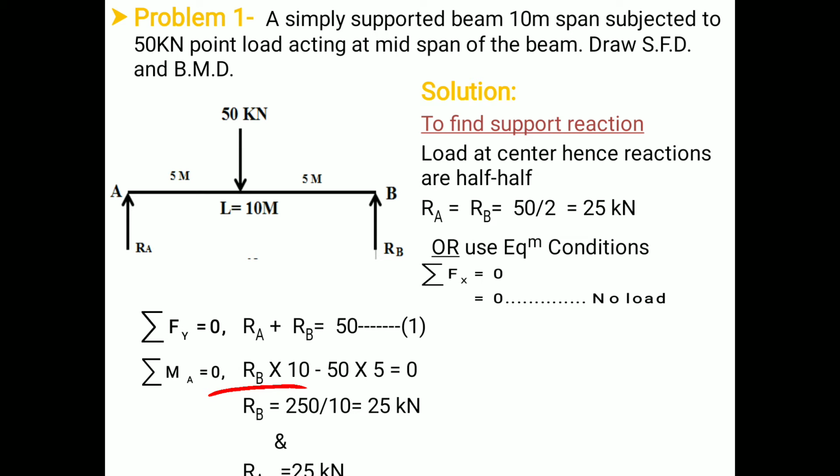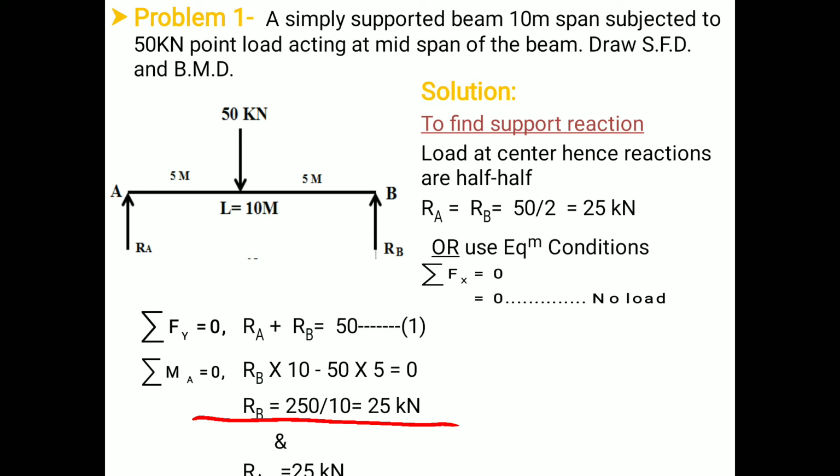Minus, why minus sign? Because this 50 kilonewton is acting in clockwise direction about point A. So remember that the turning effect which is in anti-clockwise direction will be considered as positive, and the turning effect which is in clockwise direction will be considered as negative. Therefore this 50 kilonewton will act in clockwise direction, and the perpendicular distance is 5 meter. Therefore this is minus 50 into 5, which is equal to 0. On solving this equation, we have the final value of reactions, that is RB is equal to 25 kilonewton and RA is equal to 25 kilonewton.